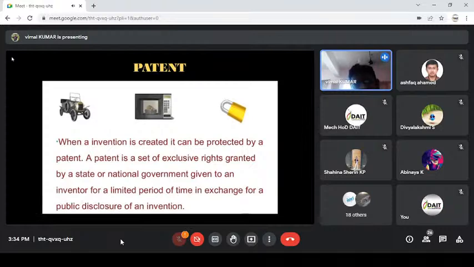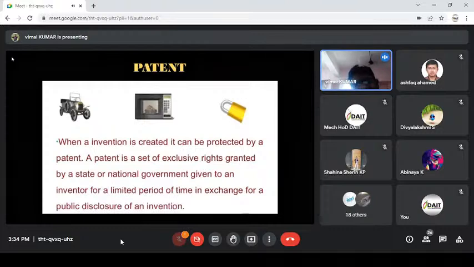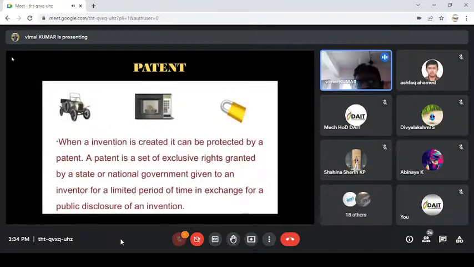When an invention is created, it can be protected by a patent. A patent is a set of exclusive rights granted by a state or national government to an inventor for a limited period of time in exchange for a public disclosure of an invention. For example, if I am finding out some product, 100% I'm supposed to keep a patent right for it. When I have the patent right for a particular label or caption or name, another person who is entering into the market is not supposed to use that product. Okay, that is the thing.